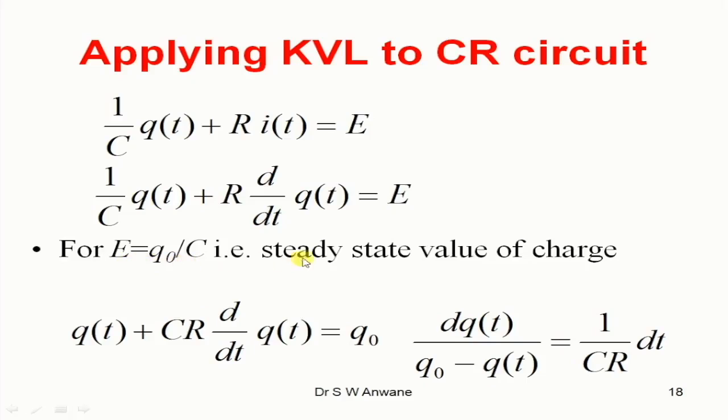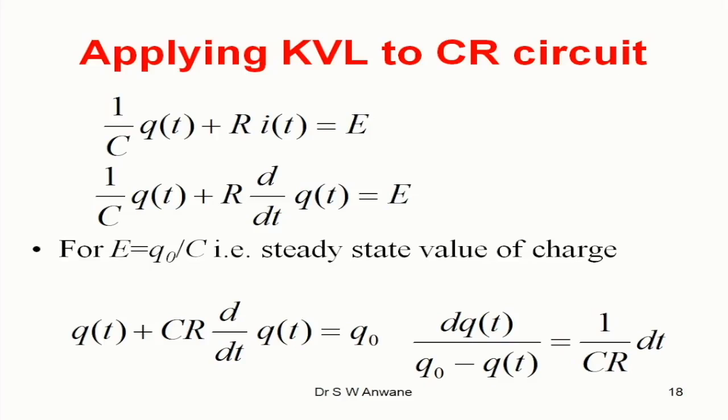Now here is the tricky thing: we shall establish that E is equal to Q0 by C, where Q0 is the steady state value of charge, which is determined by the battery potential and the capacitance of the capacitor. Now the moment we substitute this, our differential equation is ready for the variable separation method, and immediately after one integration we can obtain the solution of it.